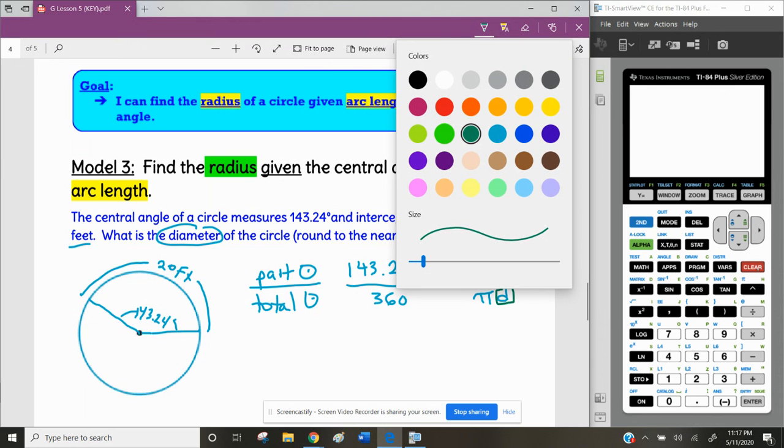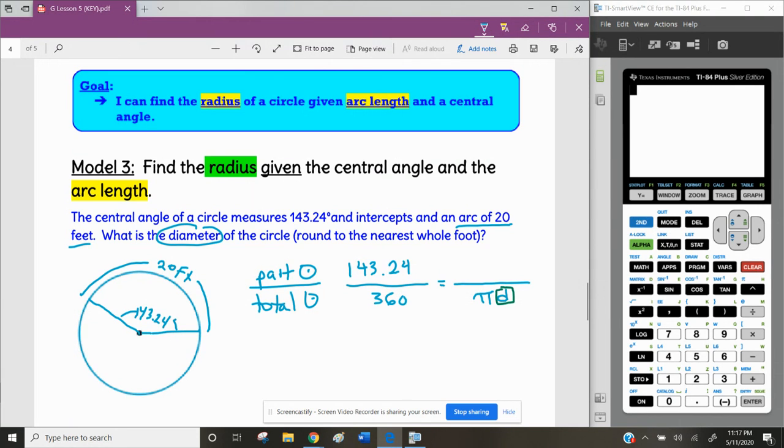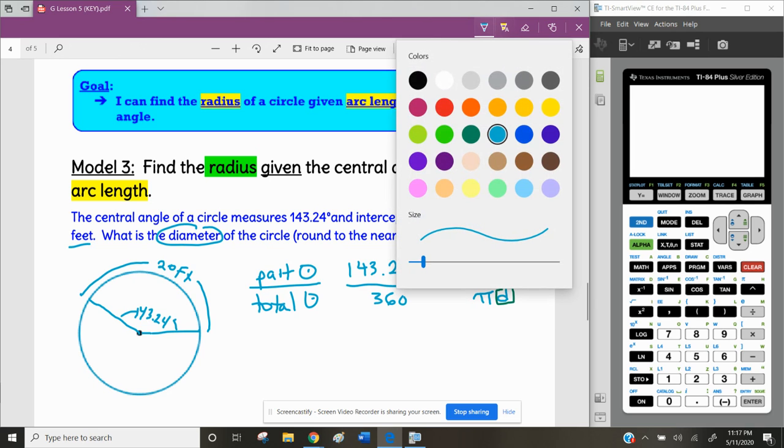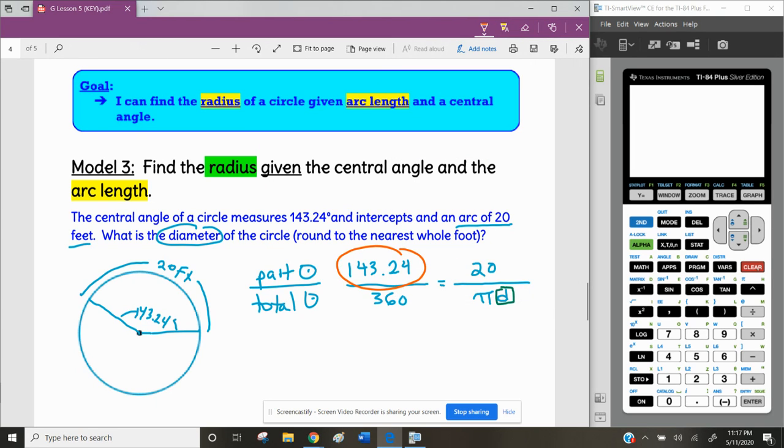Now, the arc length that they gave us was 20 feet. That's the part of the circumference, or the part of that length around the circle, so that goes up top. So I'm going to cross multiply. That's how we solve our proportions. They need to be equal when we reduce them down. And so we're going to have 143.24 times pi times d equals 360 times 20.